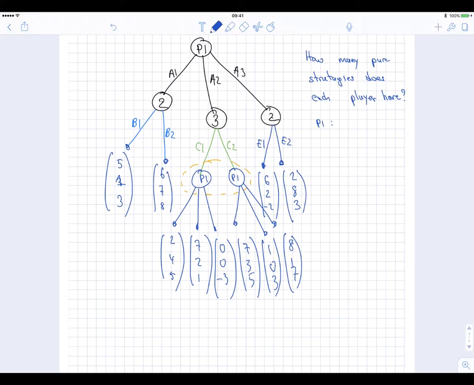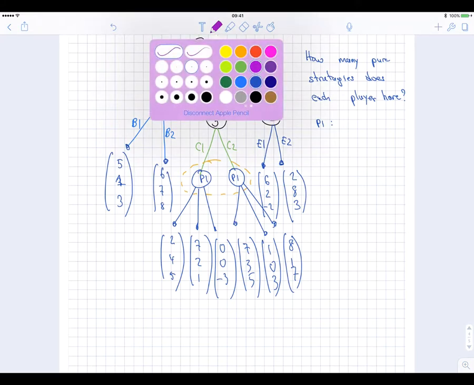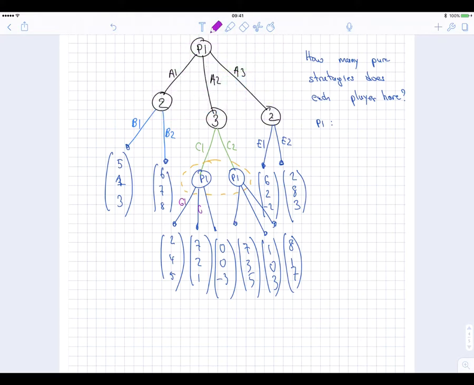Not quite. 9. Player 1 will have 9 strategies. Why 9? Because he can assign 3 possible actions here, and he can assign 3 possible actions in this subgame here. Okay, so he will have 9.